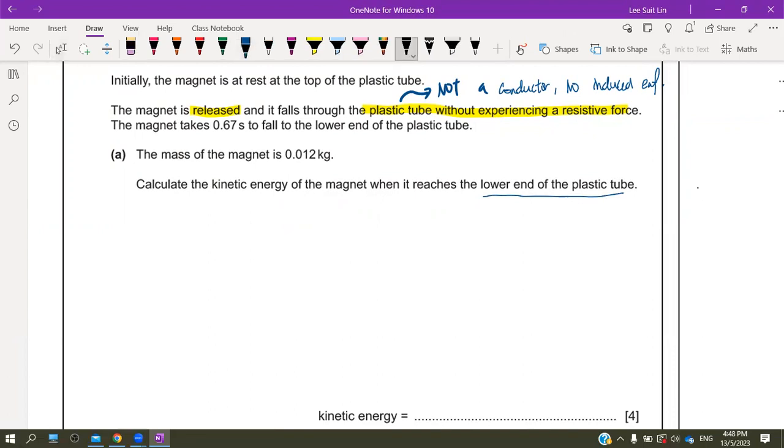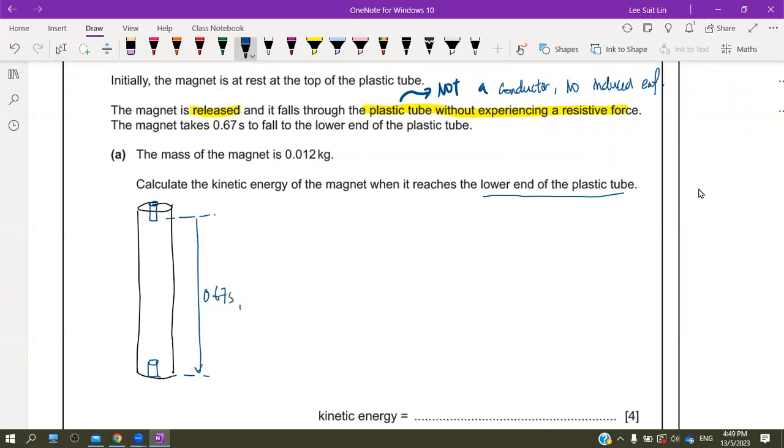I'm going to draw the plastic tube here. This is your plastic tube. Okay, I draw it a bit bigger. And you have your magnet here. And your magnet will eventually reach the bottom here in a given time of 0.67 seconds. Okay, I have the mass of the magnet and I'm asked to find the kinetic energy.